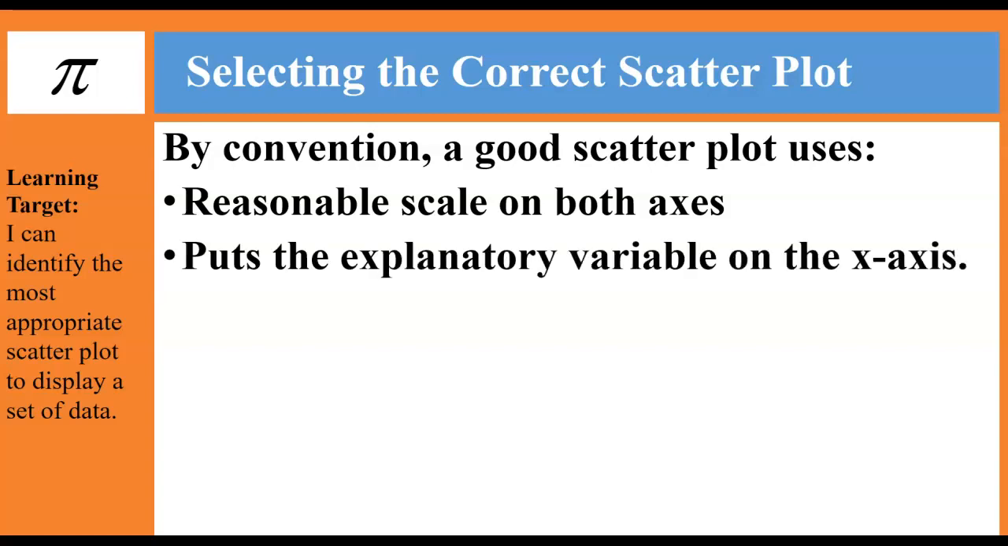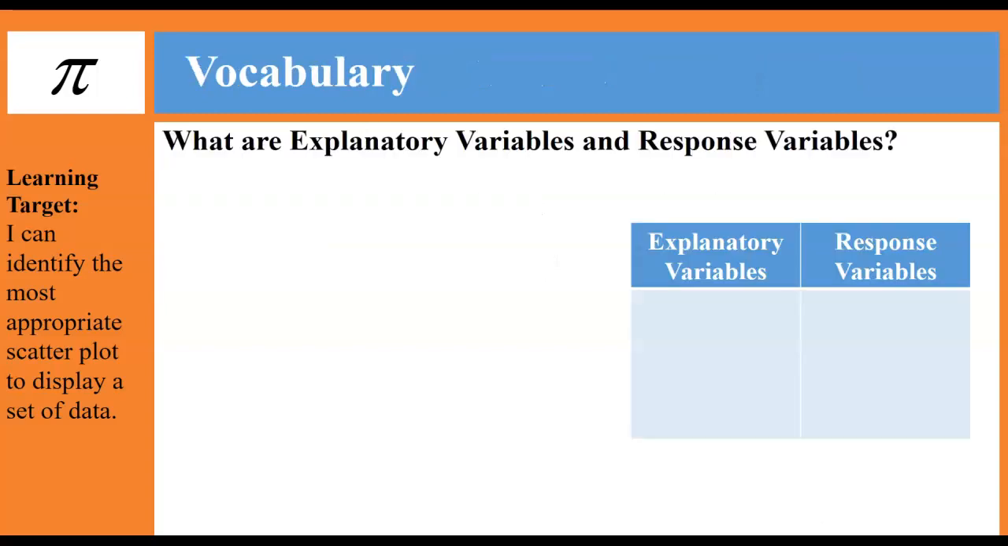What I do want to focus on is the explanatory variable on the x-axis, and its counterpart, the response variable. When we're looking at an explanatory variable, we can sometimes call those the independent variable versus the dependent variable. It's just that when we're looking at a scatter plot, we have different vocabulary. Another way to think about it is the predictor versus the outcome.